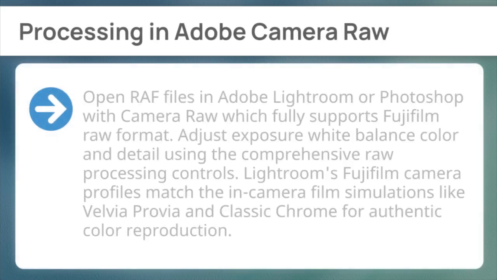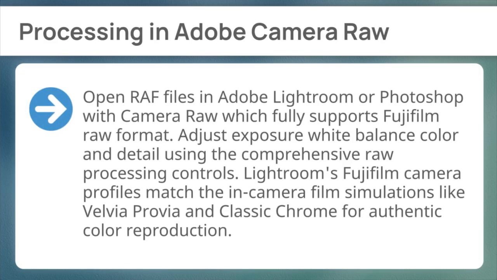First, processing in Adobe Camera Raw. Open RAF files in Adobe Lightroom or Photoshop with Camera Raw, which fully supports Fujifilm RAW format. Adjust exposure, white balance, color, and detail using the comprehensive RAW processing controls. Lightroom's Fujifilm camera profiles match the in-camera film simulations like Velvia, Provia and Classic Chrome for authentic color reproduction.